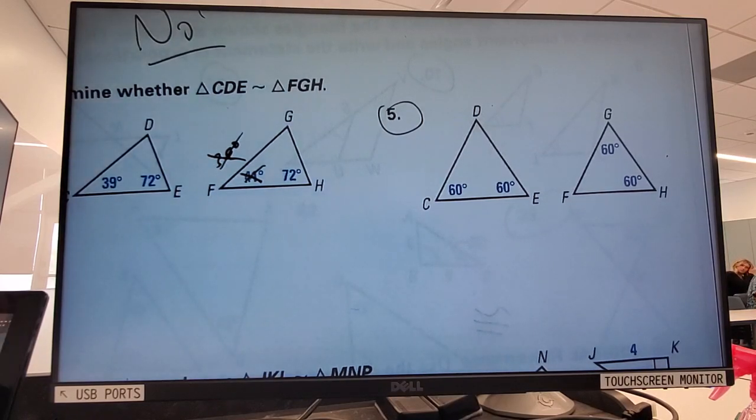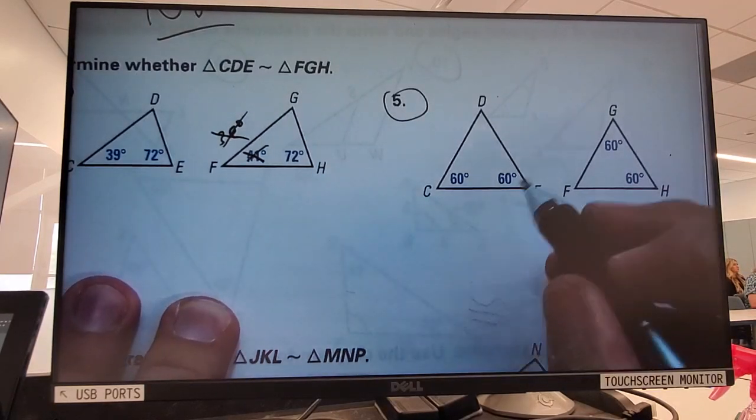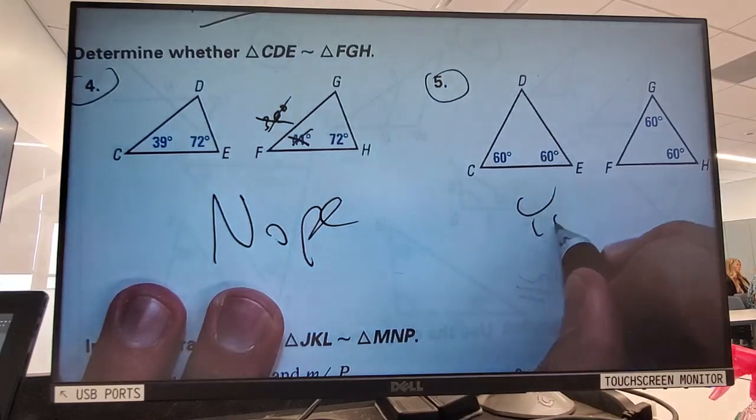Yeah, for two reasons. They could have made it a little more interesting. What kind of triangles are those? Equilateral, yeah. They could have made it a little more interesting, but the minute I see 60-60, the last one's got to be 60. Okay, so this one is definitely, so this is nope, and this one is yep.